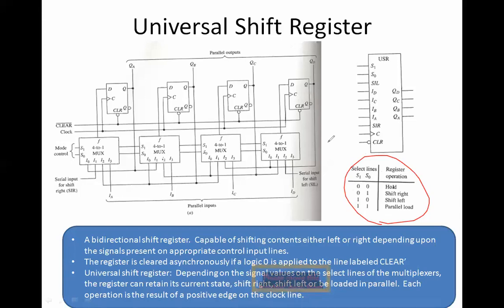and the problem could be of anything of that sort. Sometimes instead of hold for 0 0, I might tell you to use shift right. And sometimes instead of shift left, I may tell you to do the operation of parallel load. So the only thing that we'll have to do here is play around with the inputs given to the multiplexers.